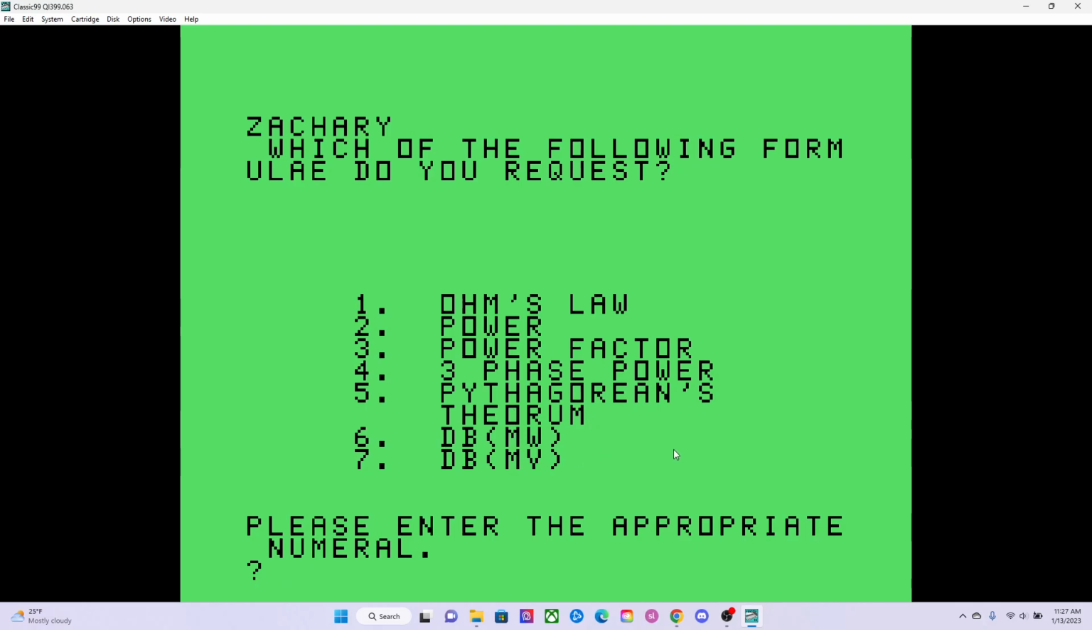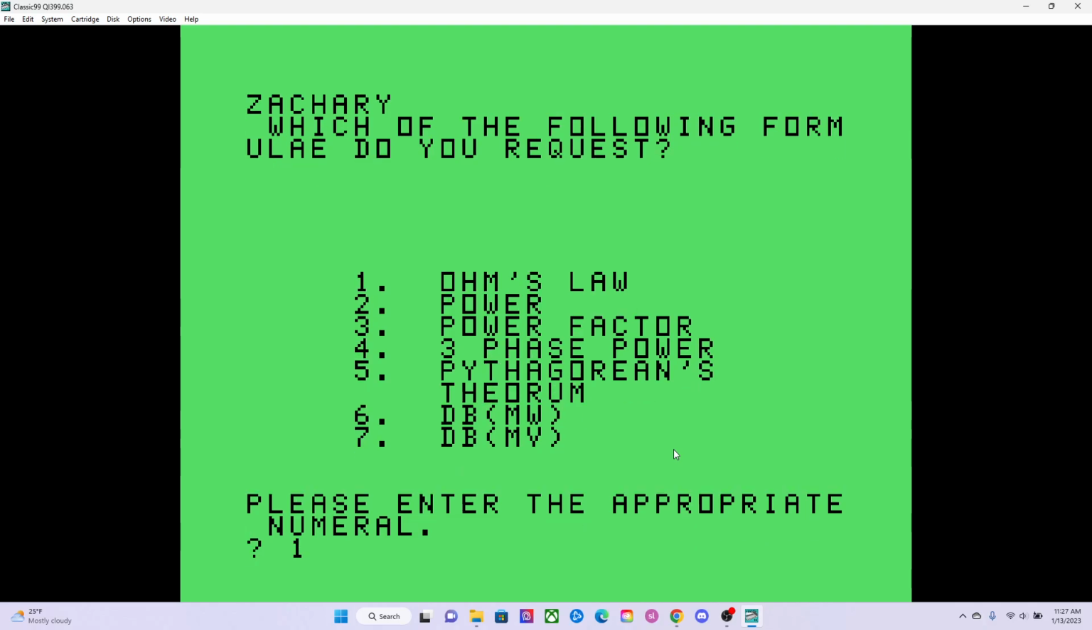I do know Ohm's law. I'm a ham radio operator, and I haven't thought about this in a long time. I do know the power formula. I can't recall power factor. I know almost nothing about three-phase power. I definitely remember the Pythagorean theorem, and we'll see what 6 and 7 refer to. So let's start with Ohm's law.